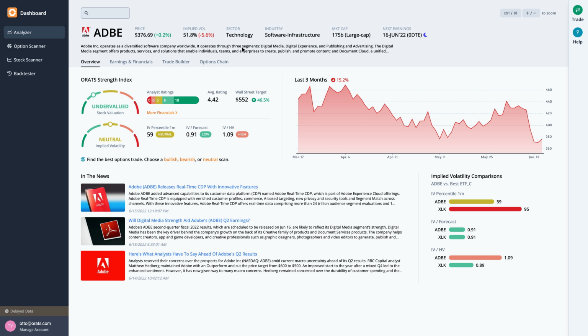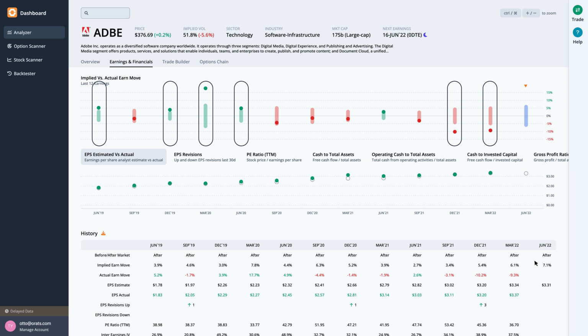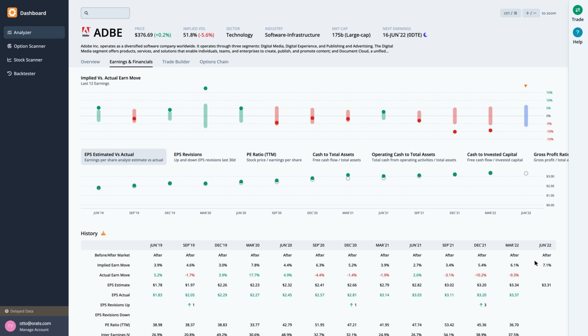The Earnings and Financials tab takes us to more detail showing the options market expecting a move of 7.1% in either direction. This move was breached in 3 out of the last 12 earnings. During that time, the post-earnings move was outside of the implied range 6 times. In those cases, long straddles were profitable. The rest of the earnings moves likely yielded profitable short straddles.